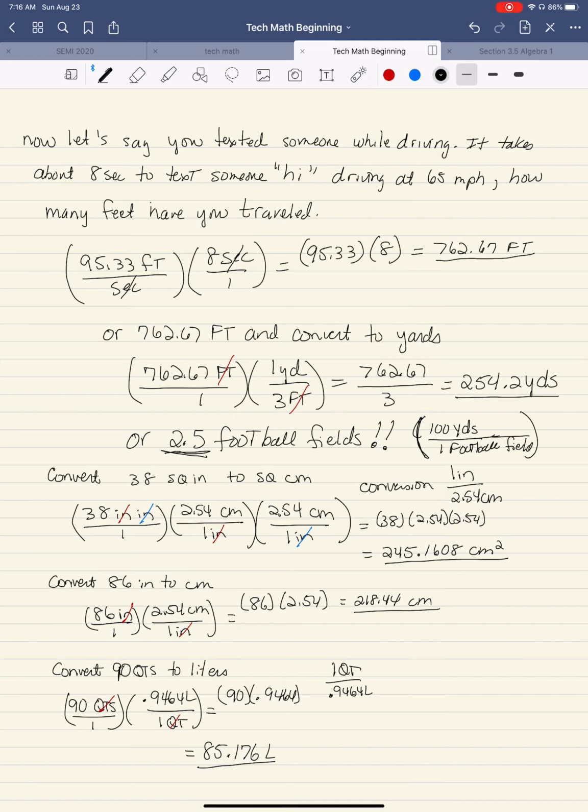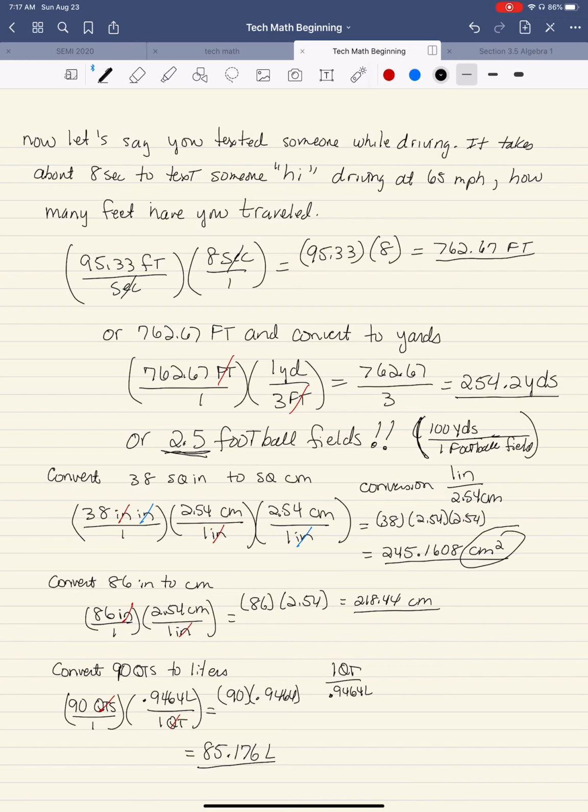Notice that only cancels 1 inch, the two that are in red. So I have to do it again. So 2.54 centimeters per 1 inch. Now inches cancel twice. Notice I have centimeters times centimeters in my final answer, which gives me my centimeters squared. So my answer is 38 times 2.54 times 2.54, which is 245.1608 square centimeters.